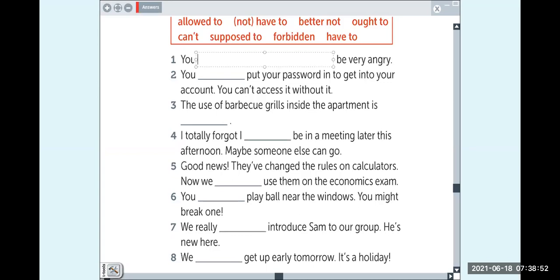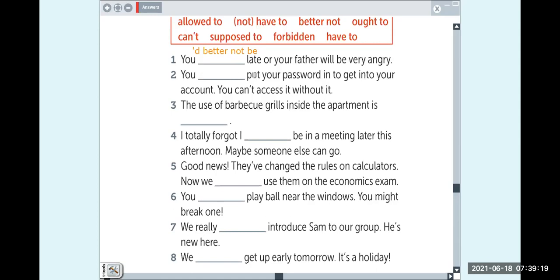Could it be can, teacher? Again. Could it be can? You can't be late. But is this a rule? I don't know if it is a rule in your house. You can use can't, right?